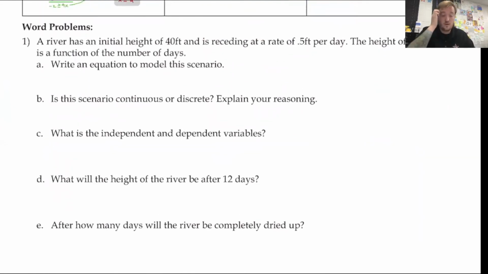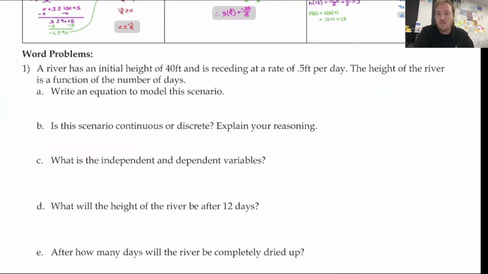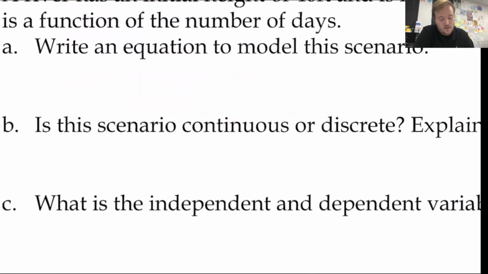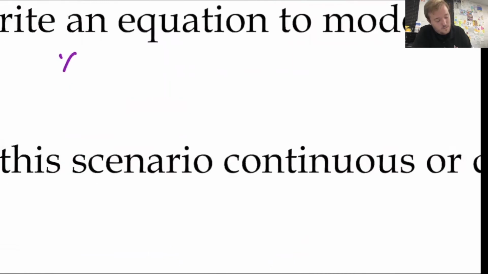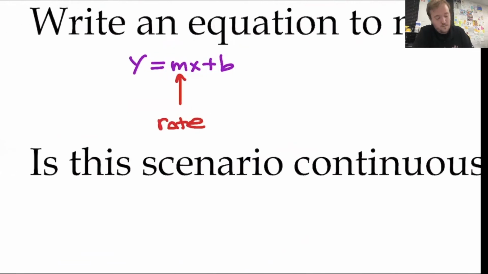Okay, so really interpreting what the data is telling you is going to be important for these. So a river has an initial height of 40 feet and is receding at a rate of 0.5 feet per day. The height of the river is a function of the number of days. So you want to write an equation to model this scenario. When I say write an equation, it's going to be in slope-intercept form. So y equals mx plus b. Your m value, which represents your slope, is going to be your rate. And then your b value is always going to represent the initial amount.